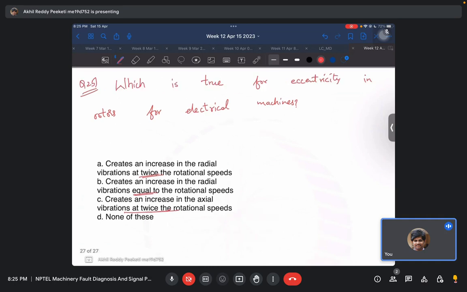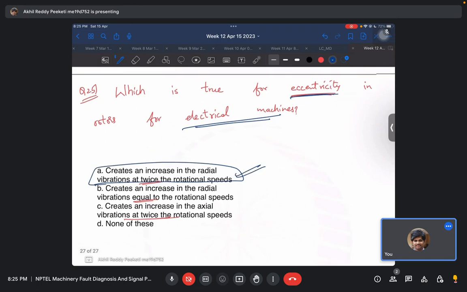So eccentricity in rotors actually causes an increase in radial vibrations at twice the rotational speed, and not at the rotational speed. It is actually at twice the rotational speed, and mostly the eccentricity leads to radial vibrations, not axial vibrations. Okay. So let's move to the next question.